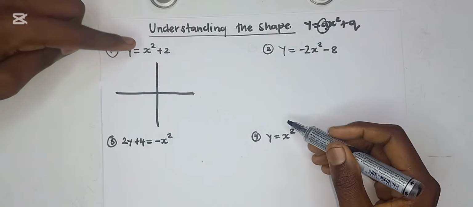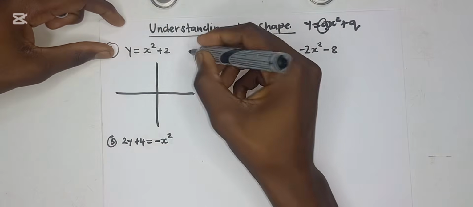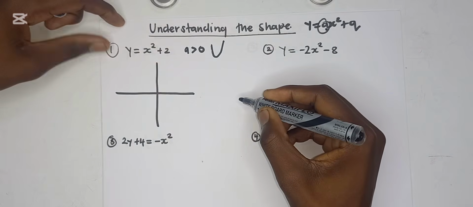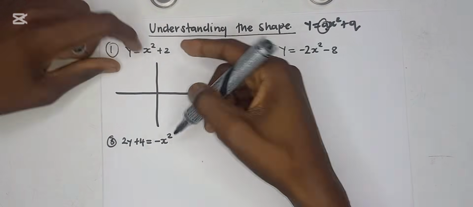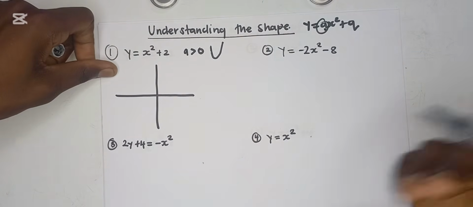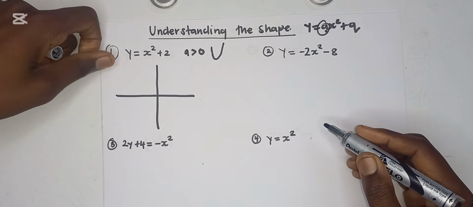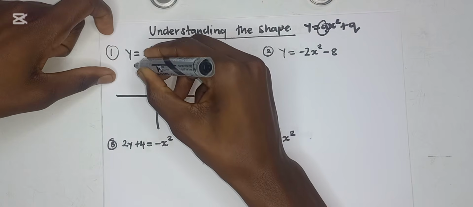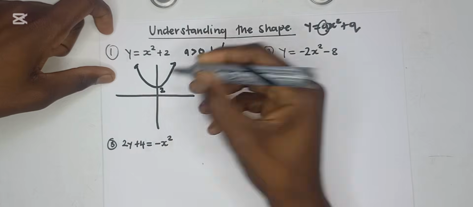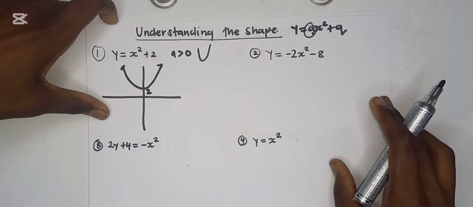Looking at this one, it's going to be a smiling graph. Why? Because the value of A is positive here. But it has a vertical shift, which shifts the graph up and down, and it's also the y-intercept. So this graph is going to be a smiling graph which moves 2 units up. It's going to be here, having moved 2 units up.